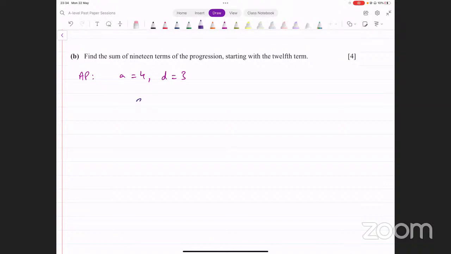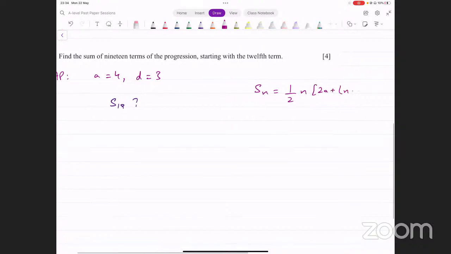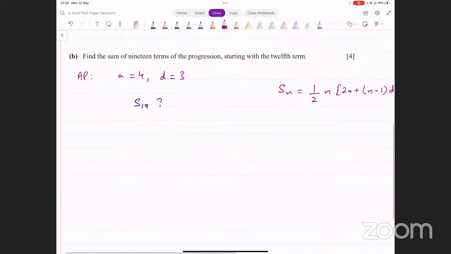Now we can't just do S19. That would be incorrect. हमें remember जो sum formula होता है आपका Sn equals half n into 2a plus n minus 1 into d, या तो दूसरा formula है half n into a plus l. दोनों formulas आपको क्या देते हैं? Sum of the first n terms. यहाँ पे उसने first n terms नहीं पूछा आपसे, उसने कहा है 19 terms का sum चाहिए, लेकिन start कहाँ से कर रहे हैं? Starting with the 12th term.